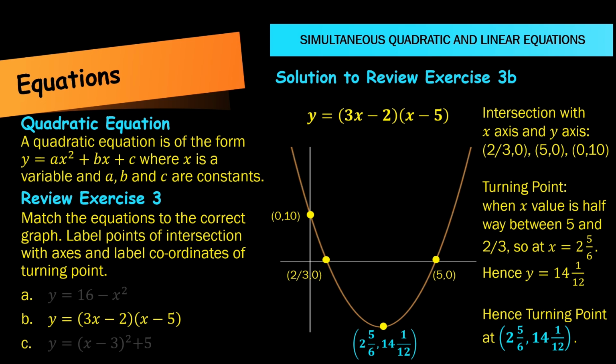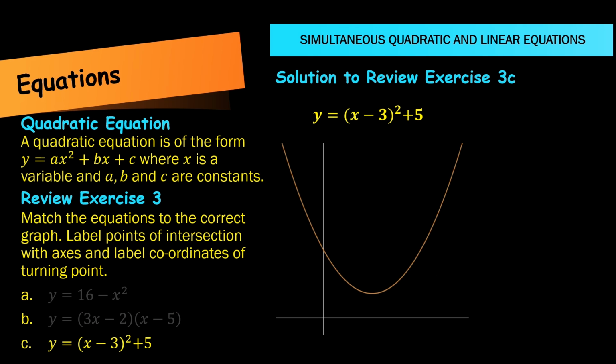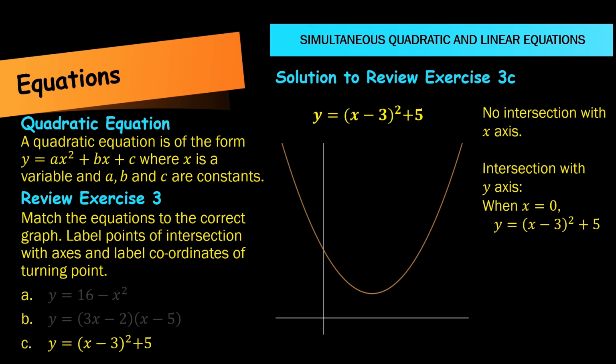And finally for exercise 3c. There is no intersection with the x-axis since y is positive. Let's have a look at the intersection with the y-axis. When x equals 0, what is y? We simply plug in x equals 0 into our equation to give us y equals 14 here.